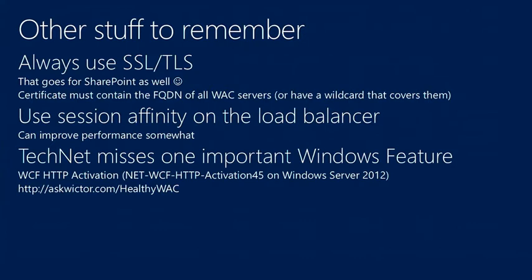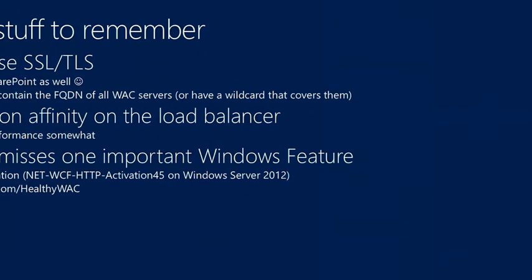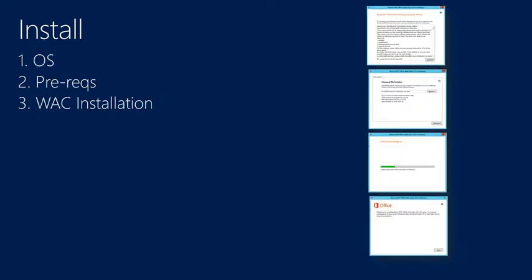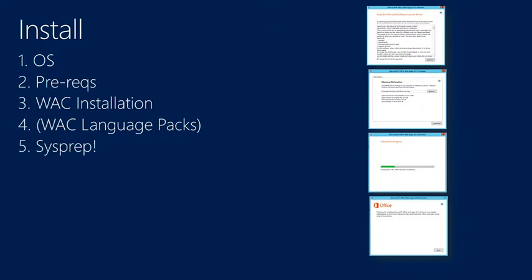So let's quickly go through the install. I will show that. Install the OS, the prereqs, patches. Of course, keep it patched like any other server. Install WAC. It's next, next, next, finish, done. Then install the language packs, next, next, finish, done. Sysprep your machine so you have a stamp, so you can just spin it up for the next few machines. And this is exactly what we'll do in the demo.